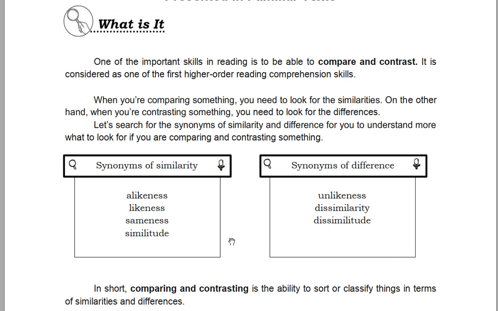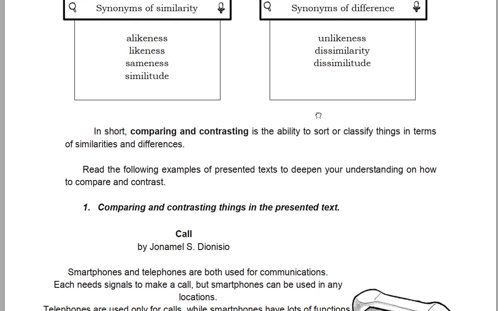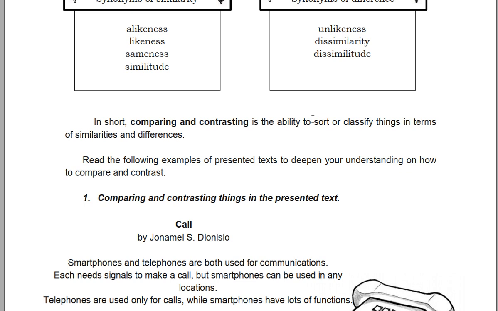So let's search for the synonyms of similarity and difference for you to understand more what to look for if you're comparing and contrasting something. The synonyms of similarity are alikeness, likeness, sameness, and similitude. The synonyms of difference are unlikeness, dissimilarity, and dissimilitude. In short, comparing and contrasting is the ability to sort or classify things in terms of similarities and differences.